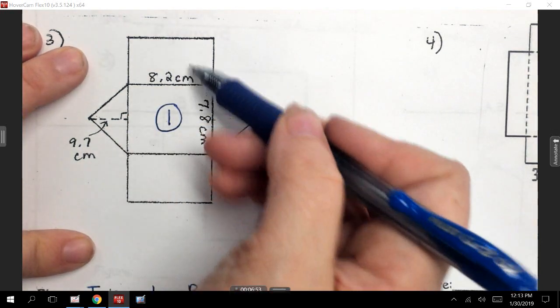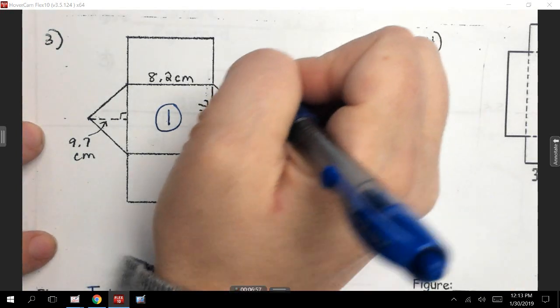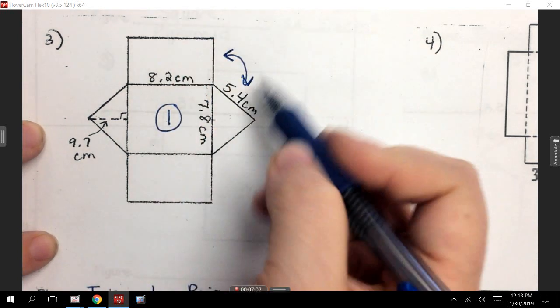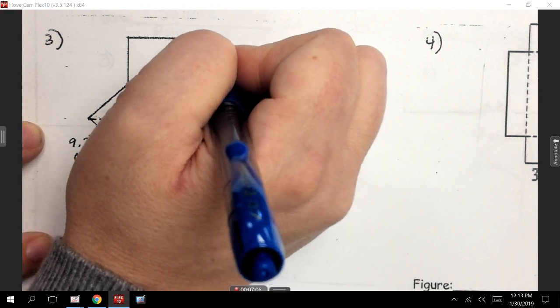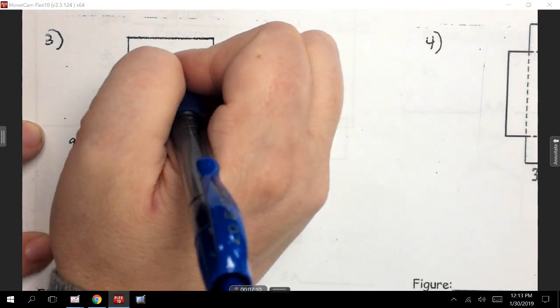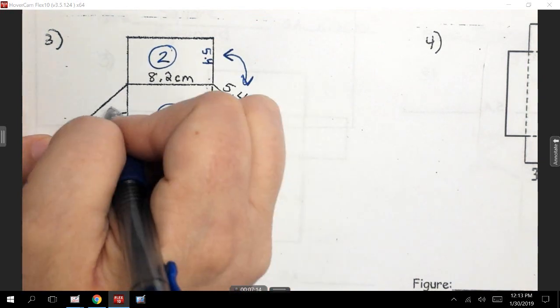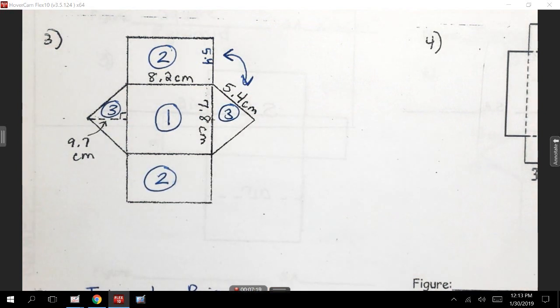When I look at the 2 on the top and the bottom, those 2 rectangles, they look smaller. And if I look at that triangle that's going to fold together, I can tell that they are smaller because this side is not 7.8, but it's going to be folded together to give me a 5.4. So this is going to be a completely separate shape here. And then my last one is going to be those triangles. Y'all know I like to leave my triangles for last.